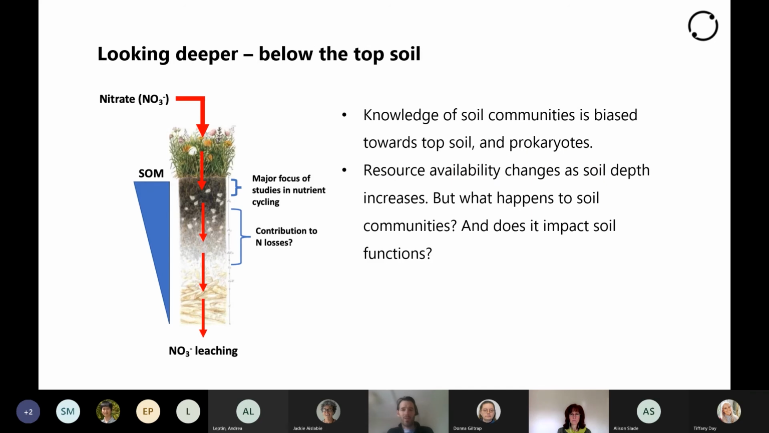Moving on to the next piece of research, which was focused on how biodiversity, nutrient cycling, and functions change from the soil surface to the deep soil. Knowledge of soil biodiversity and nutrient cycling is quite biased towards the prokaryotes and the top 10 centimeters of soil. Of course, this is where plants, nutrients, and other resources are most abundant, and these resources become less abundant with increasing depth in the soil. So how do these changes in resource availability throughout the soil affect communities, especially eukaryotes, and functions at deeper levels in the soil?